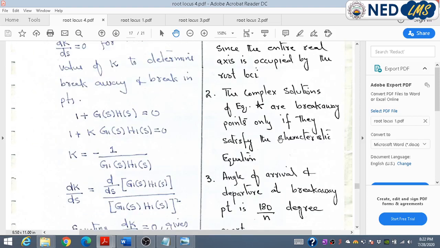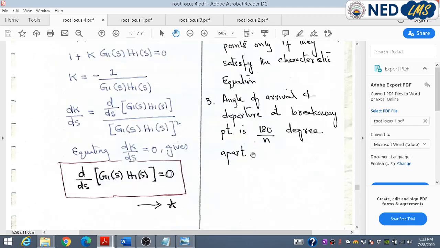In case of complex solutions, they may or may not be breakaway points. They are breakaway points only if they satisfy the characteristic equation. We have to place the value of s in this expression. If the value of k comes out to be a real one, then the complex solution would also be a breakaway point. If after placing the solution of equation star in this characteristic equation, k comes out to be complex, then we have to discard that solution, because the controller gain cannot be complex. It is not possible to have a controller gain in complex form. So the controller gain should be a real one.